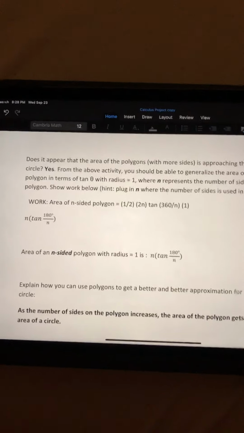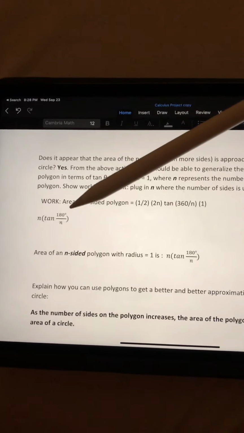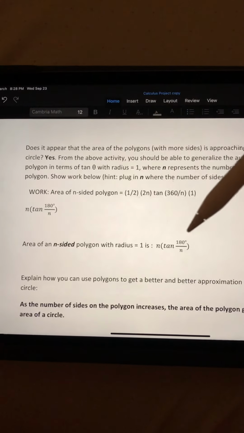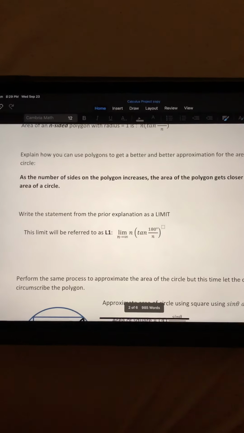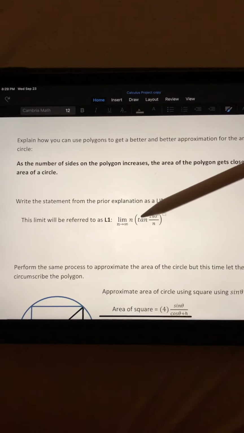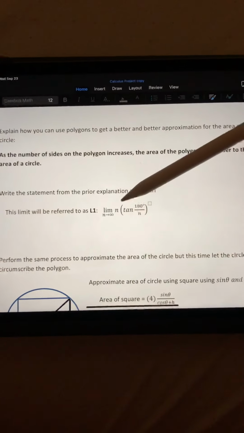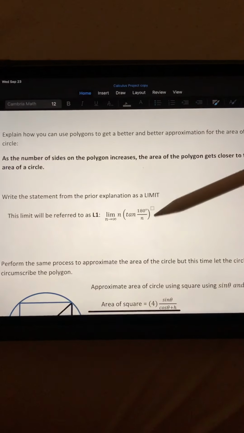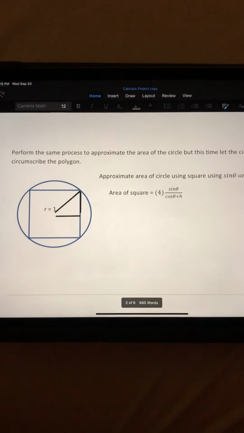So the formula to find the area of an outside polygon would be n times the tangent of 180 degrees over n. And that's assuming that the radius is 1. So writing that as a limit, as n, which is the number of sides of the polygon, increases, n times the tangent of 180 degrees over n. So whatever the limit is getting closer to is what the area of the circle would be approaching.